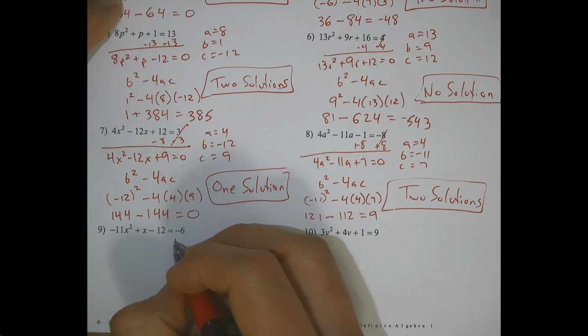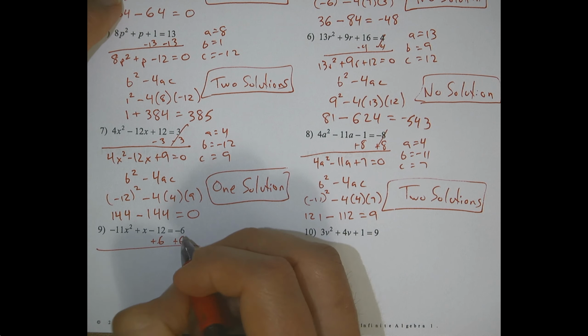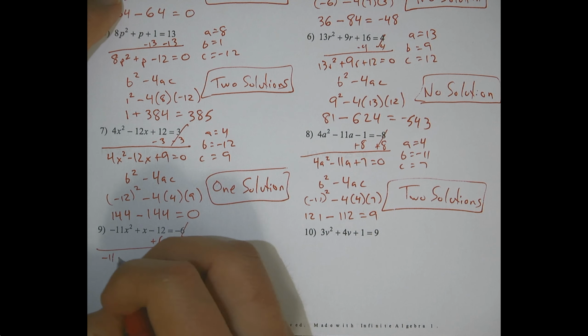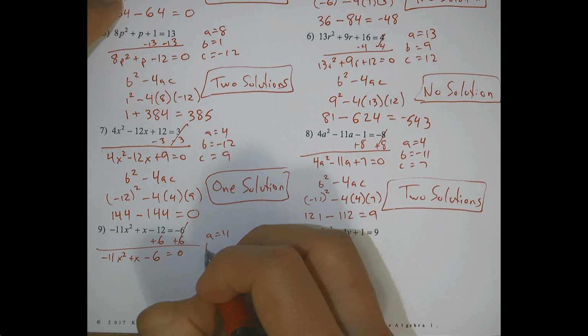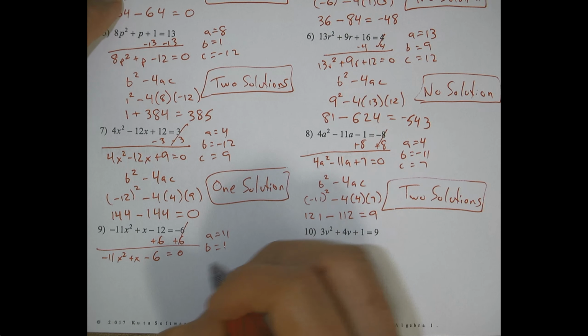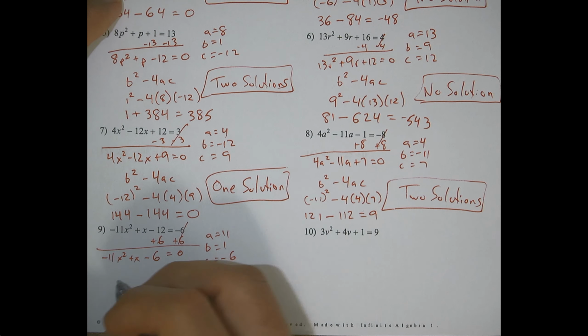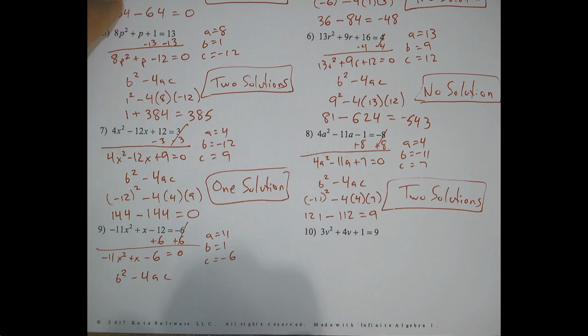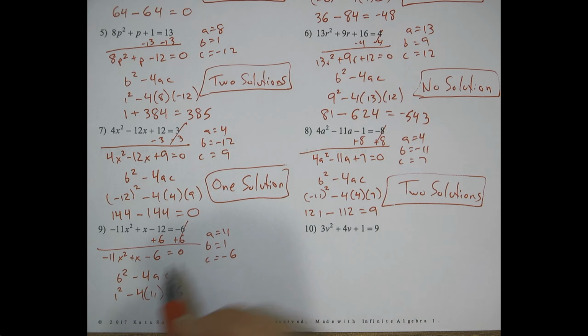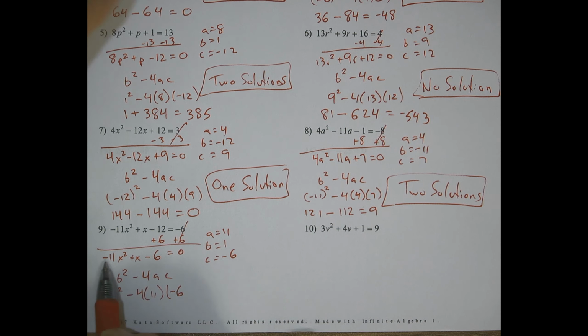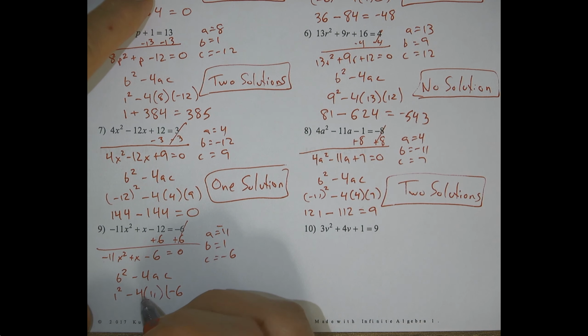Okay, number 9, get to standard form. So negative 11x squared plus x, this gives me a negative 6. So I have a negative 11 for A, coefficient of x is 1, and my C is negative 6. So it's 1 squared minus 4 times 11 times negative 6. Oh, I caught my mistake here. When I was writing this down, I forgot the negative. A is negative 11. So this is negative.